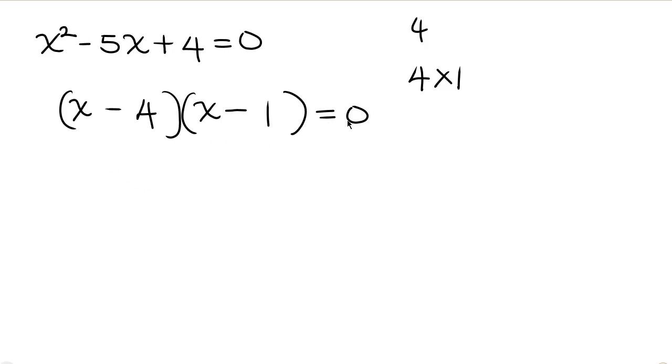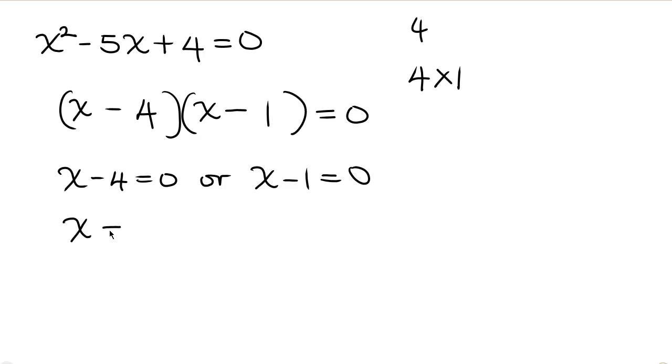Now, we have 2 factors which multiply to give 0. So it's either this factor is 0 or this other factor is 0. So let's write that down. So it's either x minus 4 is 0 or x minus 1 is 0. Now, to get the value of x from here, I just have to move minus 4 to the right hand side. And when I do that, it becomes plus 4. Now, what about what I have here? In order to get the value of x from here, I just have to move minus 1 to the right hand side. And when I do that, it becomes plus 1. So we have two values of x.